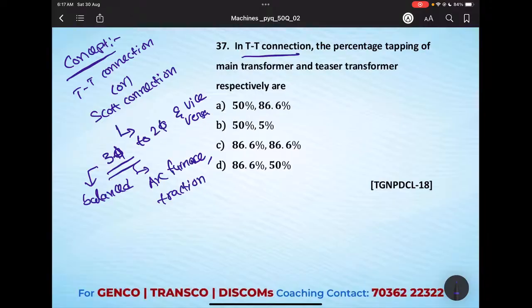For that, they took two transformers, called the main transformer and the TZ transformer. These two transformers are connected such that we get balanced 3-phase voltage at the primary side. How do they get connected? Let's draw the diagram.